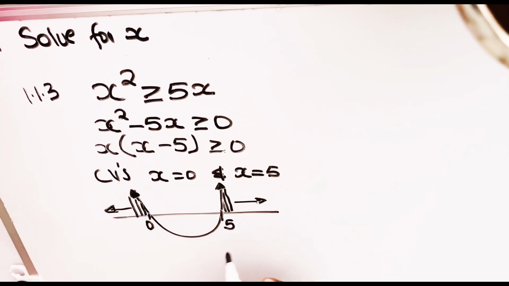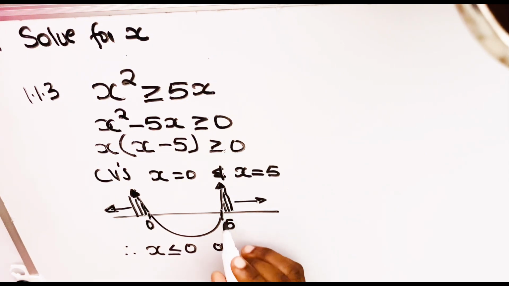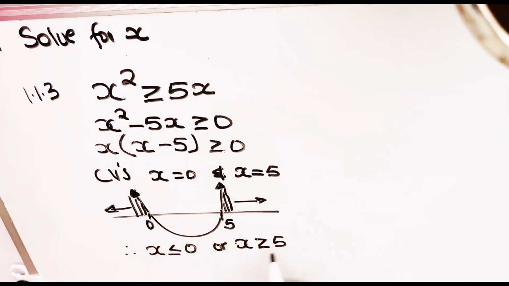So we can just simply conclude that x must be less or equals to 0, or again x must be greater or equals to 5. It's greater or equals to, that's why you're including the 0 and the 5.